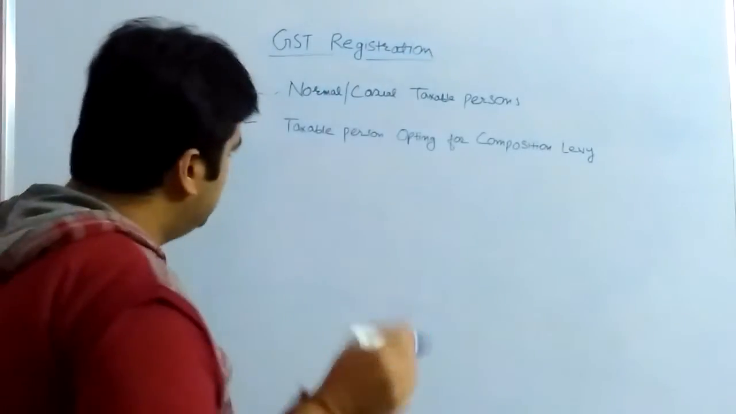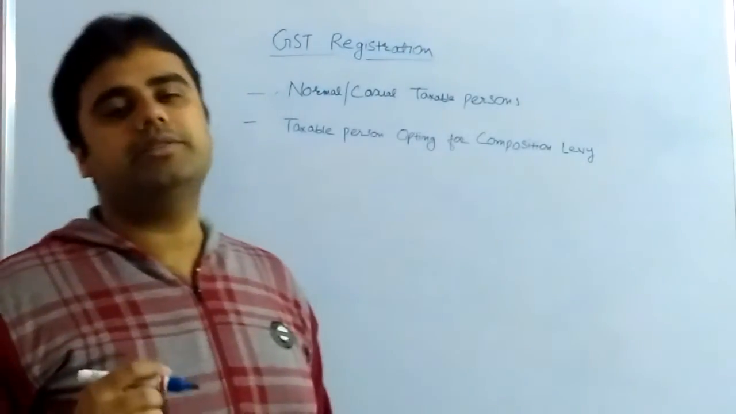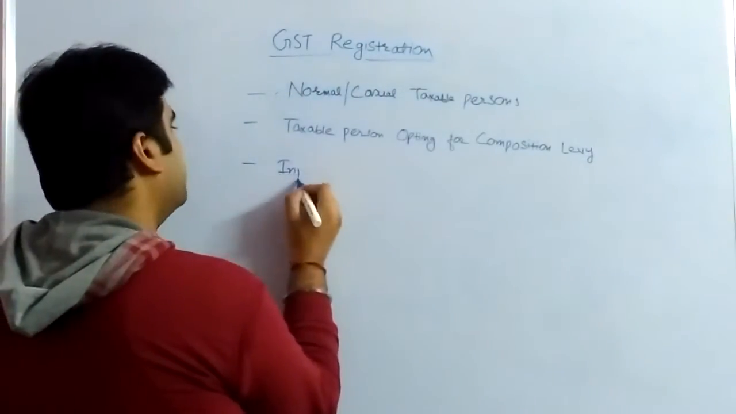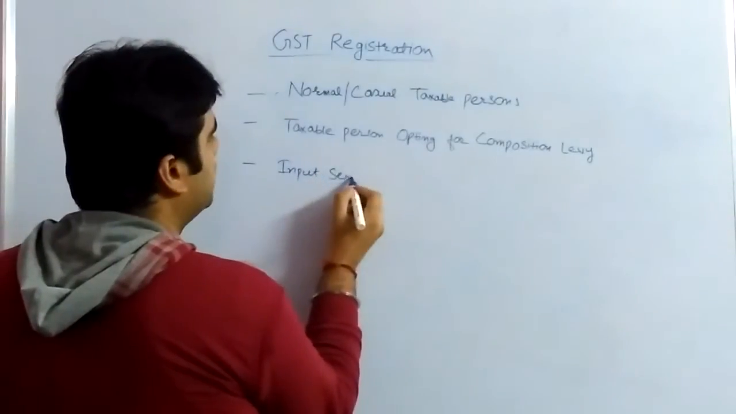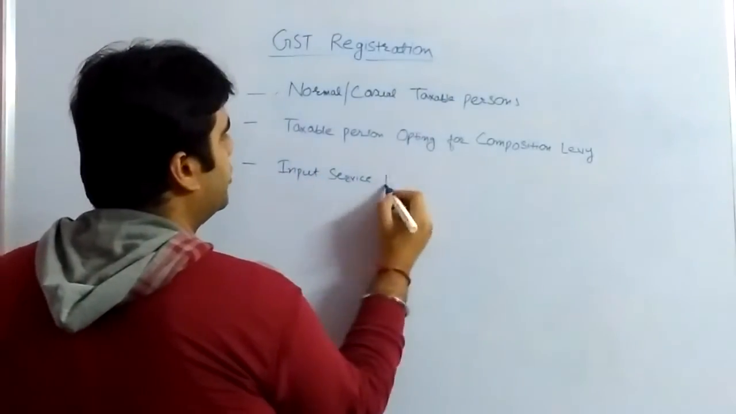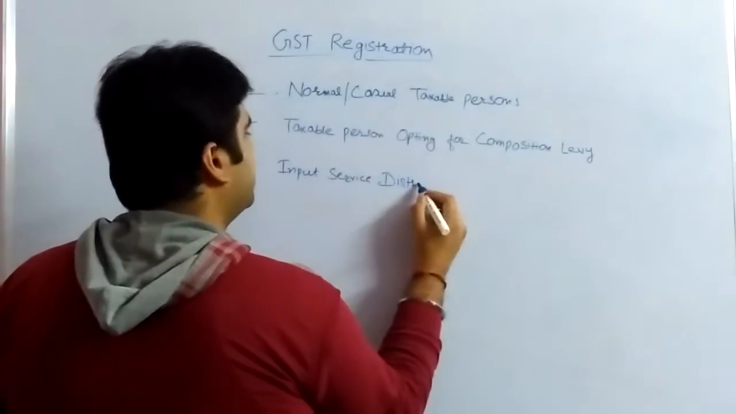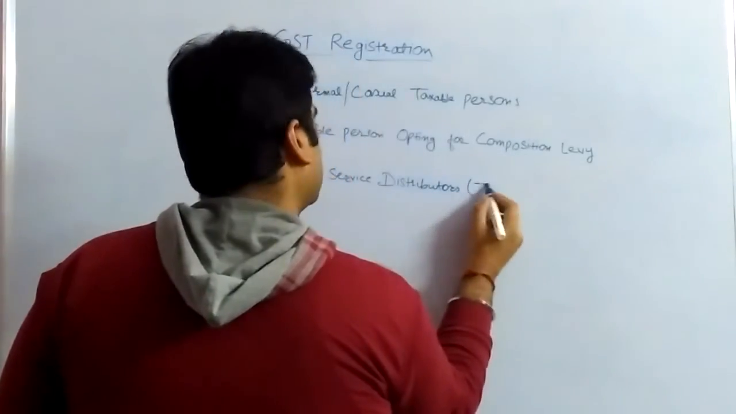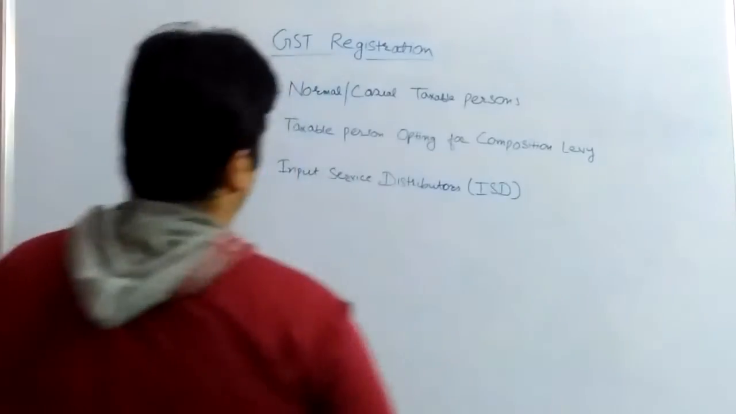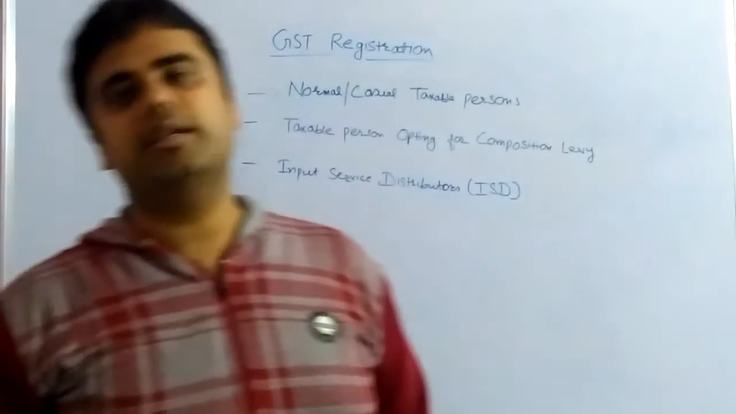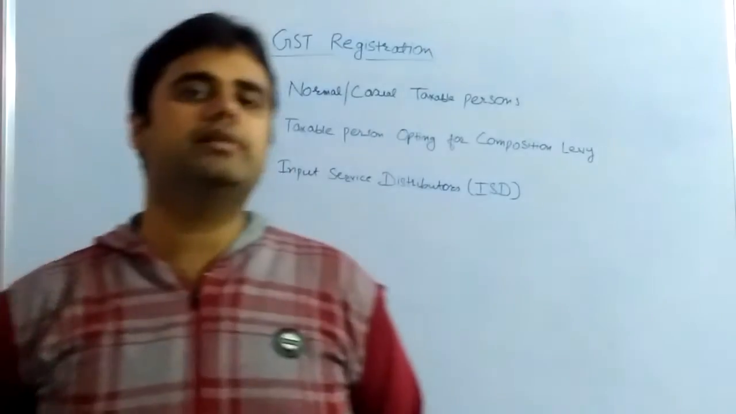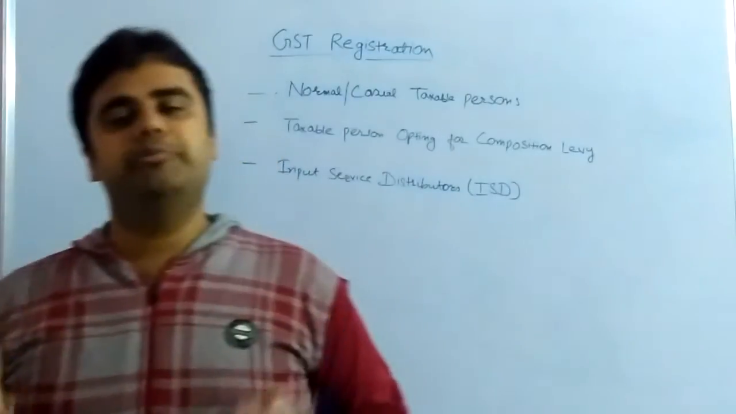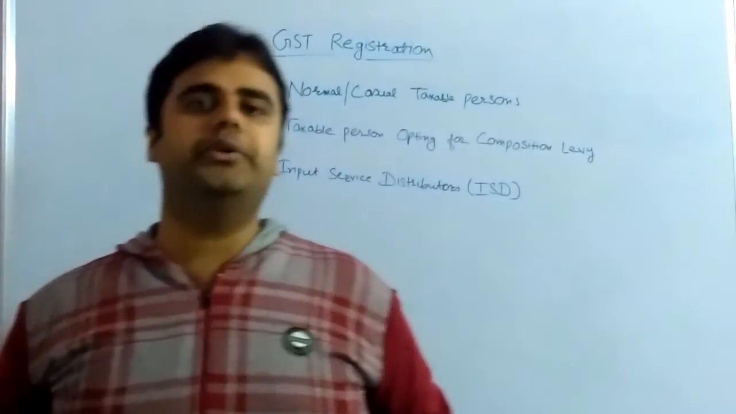Now, the other type of registrations that are required to be taken under GST are the input service distributor registration, input service distributor or ISD. So what are input service distributors? So this concept of input service distributor is similar to the existing service tax law. So here what they do, basically they apportion the input service credit to their units.